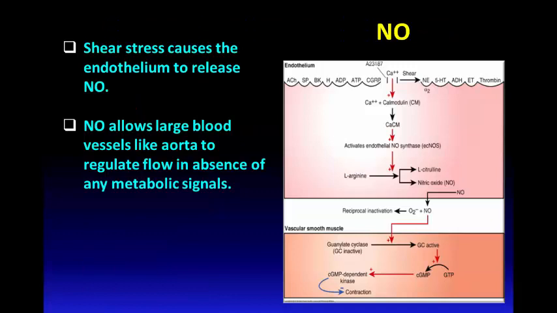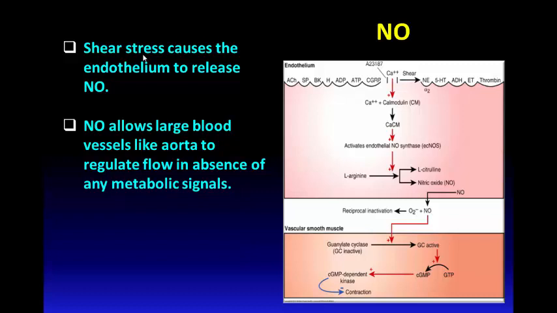Shear stress. This is the stress on the endothelial lining of the blood vessels as blood flows along the blood vessels. Usually the stress is perpendicular to the surface.